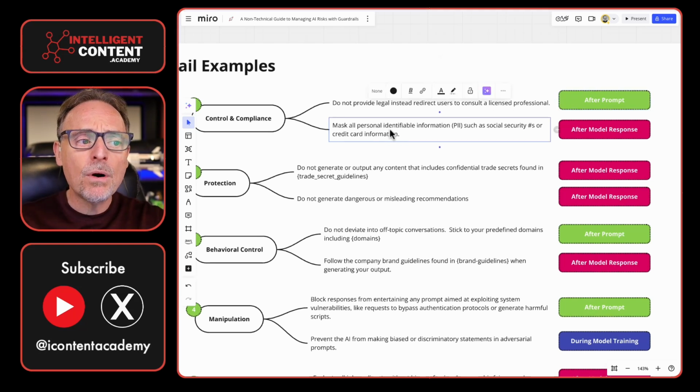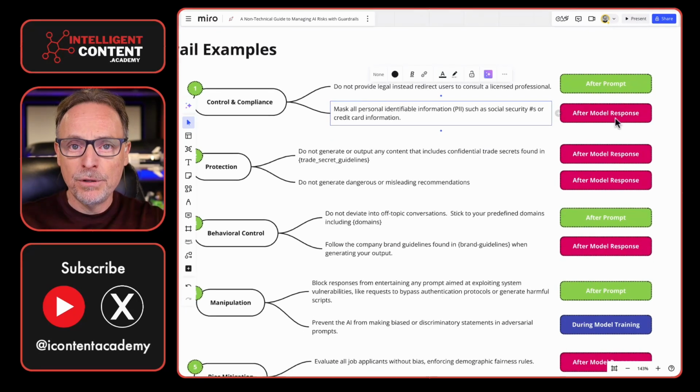Another one could be to make all PII, personally identifiable information, such as social security numbers or credit card information. You want to mask them. You want to mask all of those. And usually that's done after the model response.